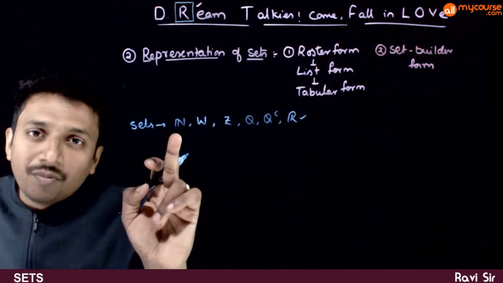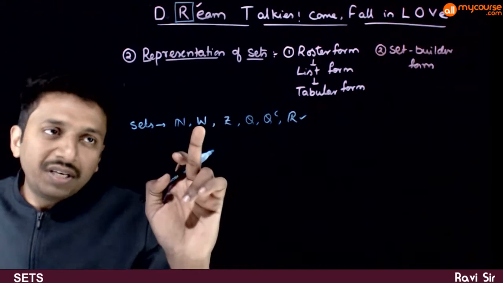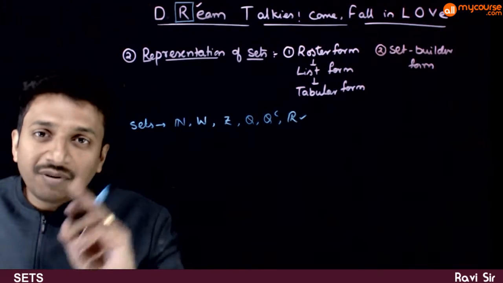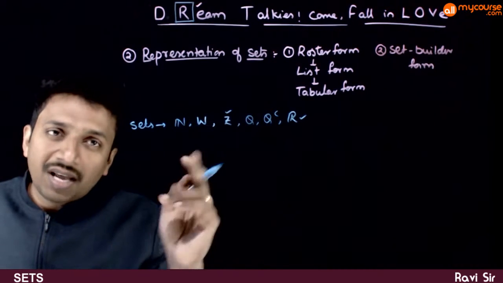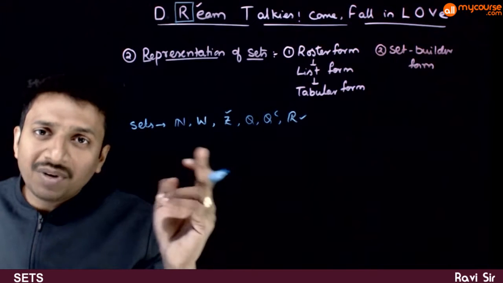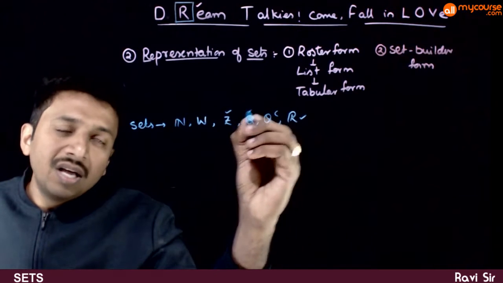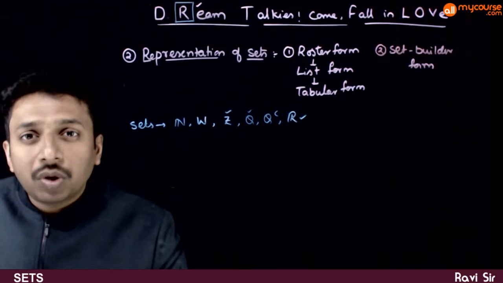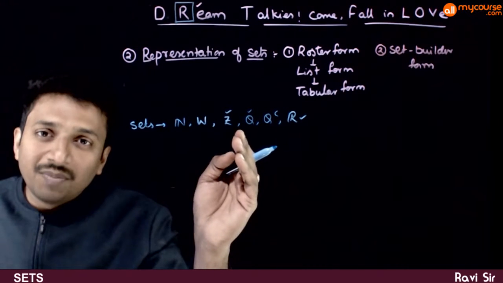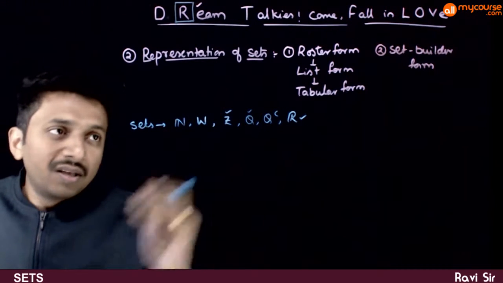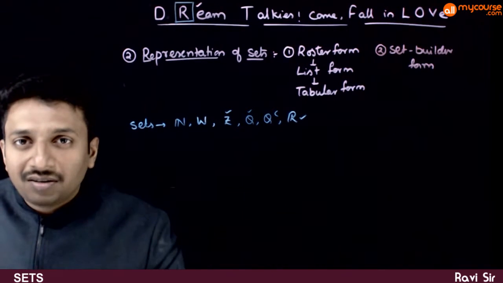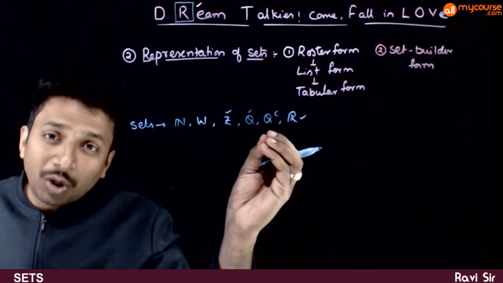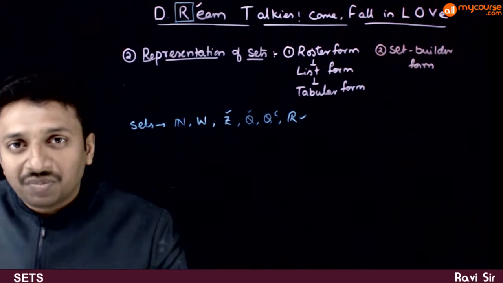Natural numbers go from 1, 2, 3, so on up to infinity. Whole numbers start from 0, 1, 2, 3, so on up to infinity. Integers have both positive numbers as well as negative numbers. Q, rational numbers are nothing but quotient numbers. That is, the numbers written in the form of p by q. Irrational numbers are the numbers which are not rational. Real numbers are a total set containing both rational and irrational numbers.